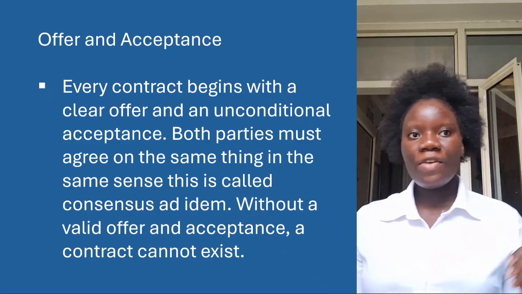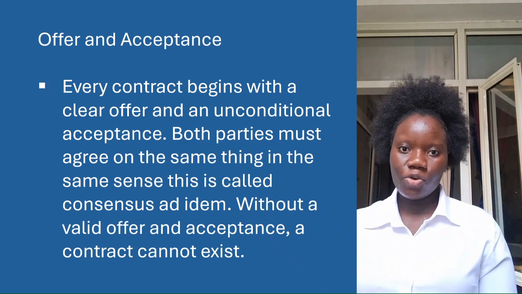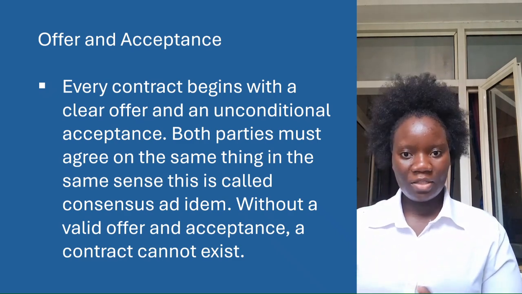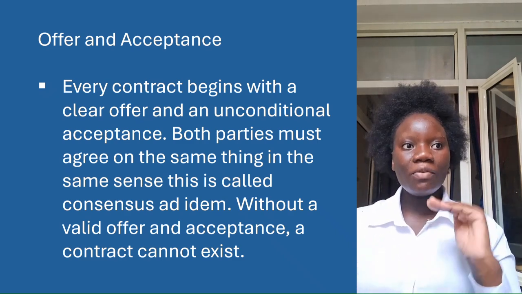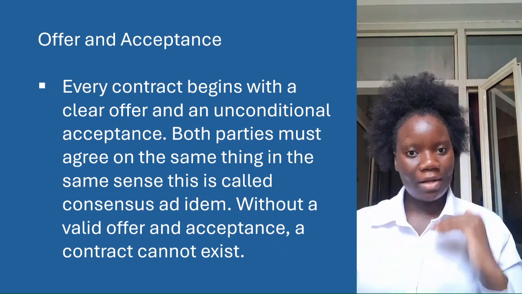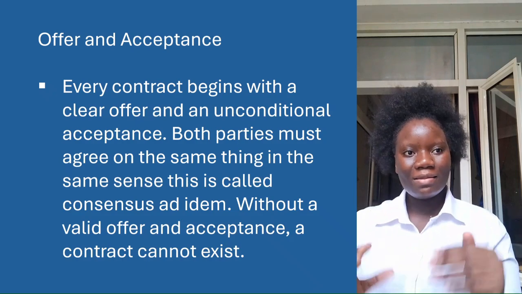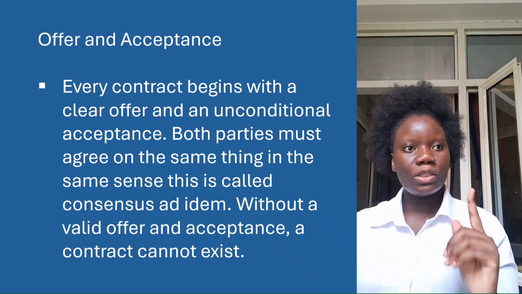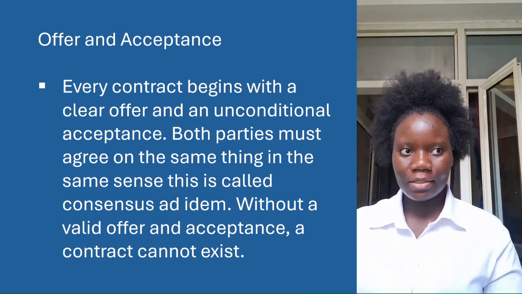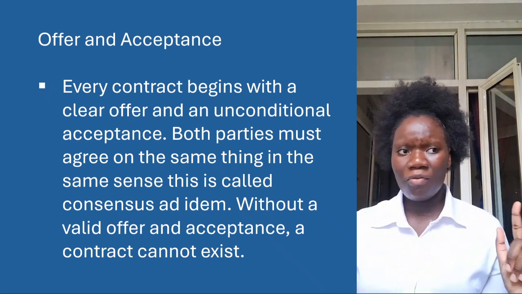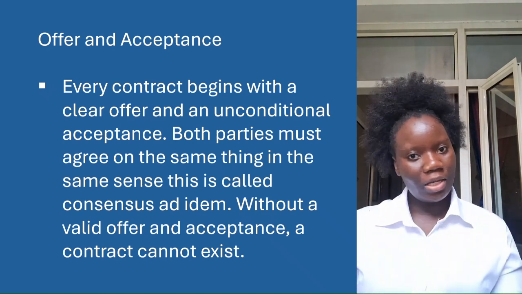So our first legal requirement for a valid contract is an offer and an acceptance. By this we mean every contract begins with a clear offer and an acceptance. Both parties must agree on the same thing in the same sense. This is called consensus ad idem. Without a valid offer and an acceptance, a contract cannot exist.